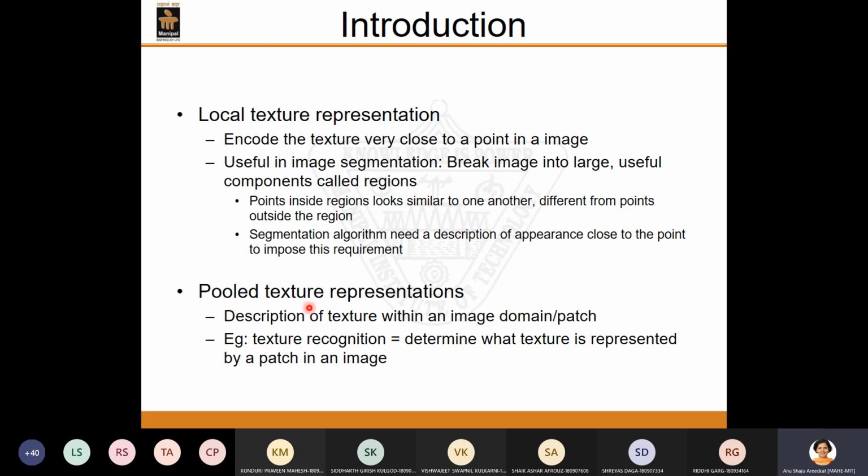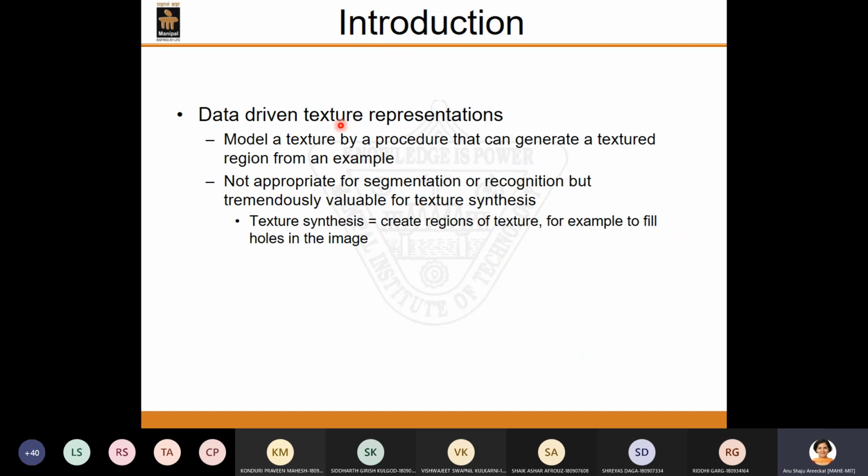Then you have the pooled texture representation. What it does is, it will just take an image, okay, with just one patch of the image, and try to recognize what the texture is in that patch of the image alone. Okay, so it is a patch within an image where that particular texture alone is described. So we won't be looking at pooled texture representations further. We'll be concentrating on local texture representation, as well as data-driven texture representation.